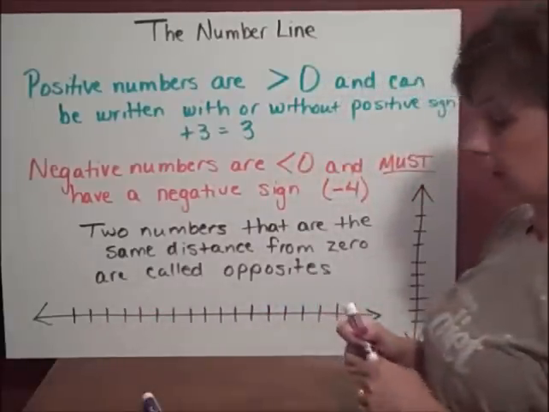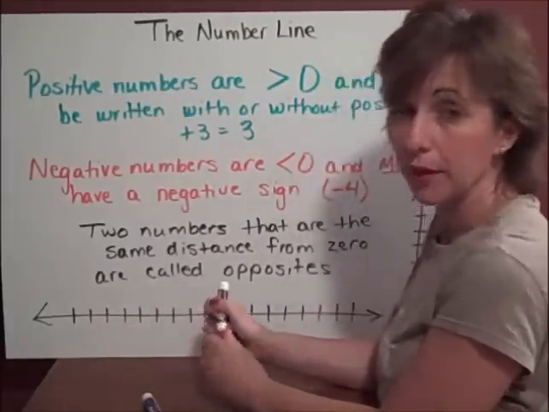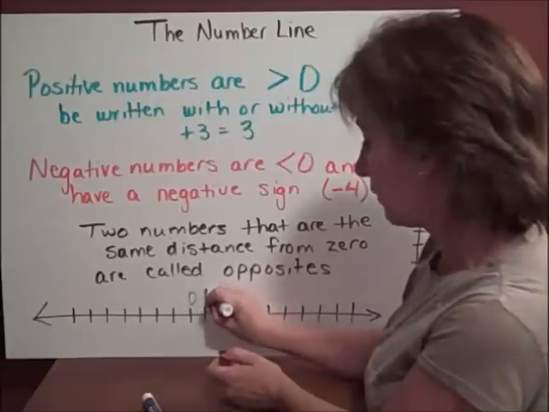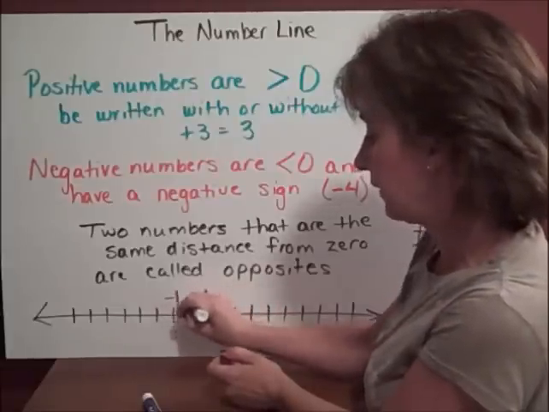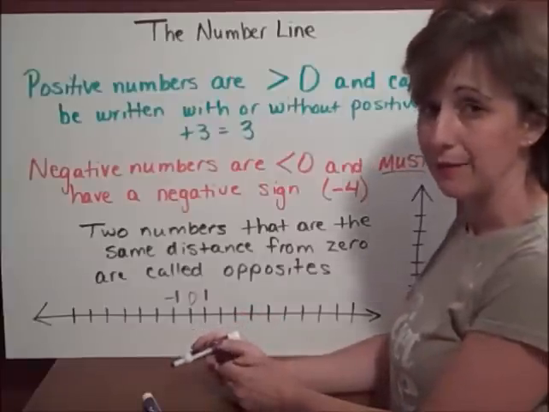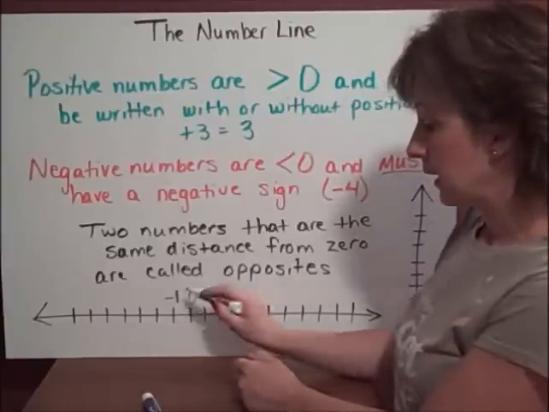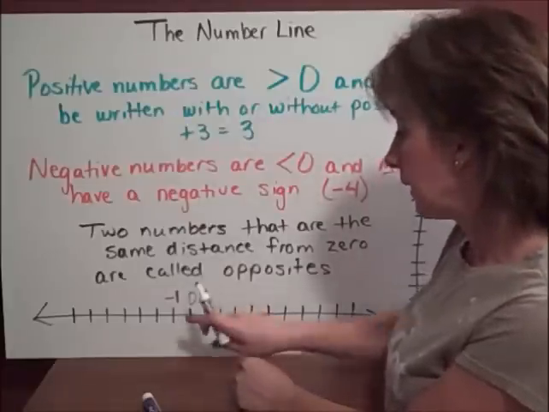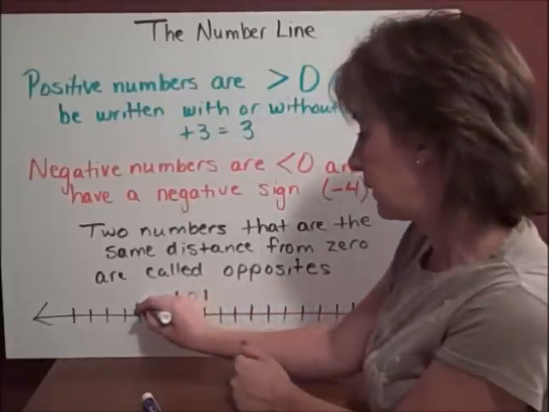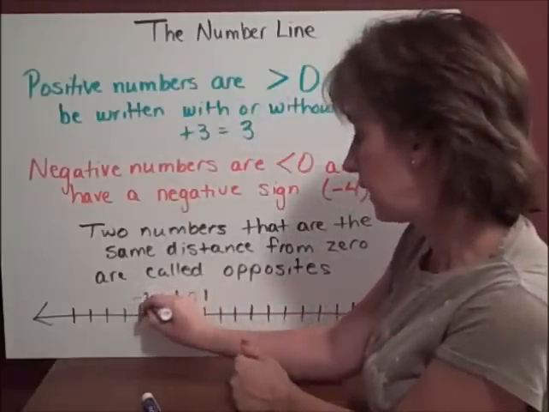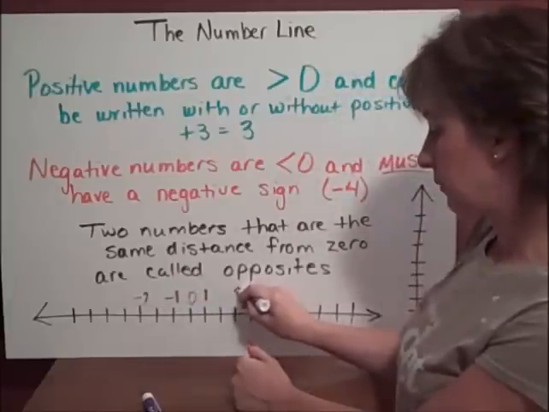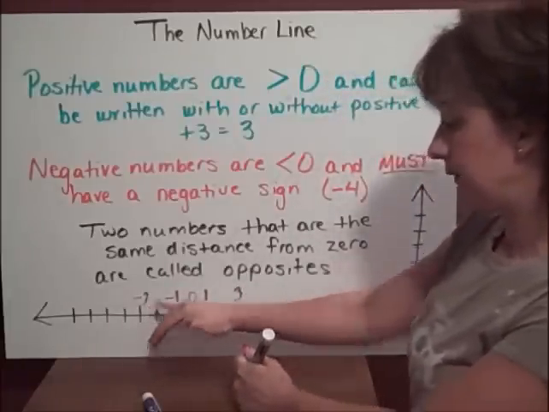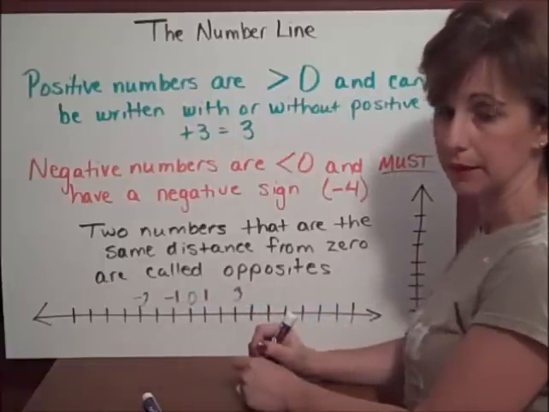This is our horizontal number line, and I can choose to put 0 anywhere I choose. If this is 0, then this could be +1 and this could be -1 because they are the same distance from 0. -1 and 1 are opposites. If this was -3, then this would have to be +3. -3 and 3 are opposites.